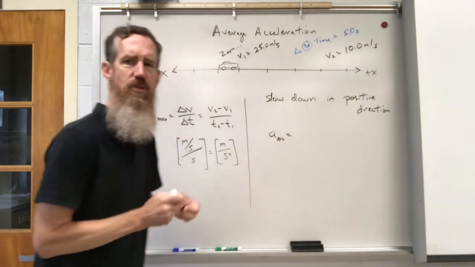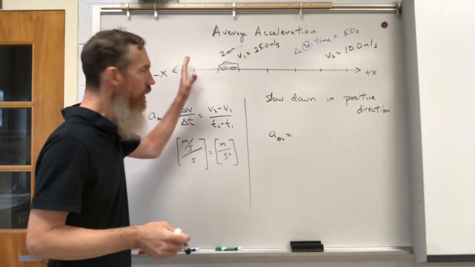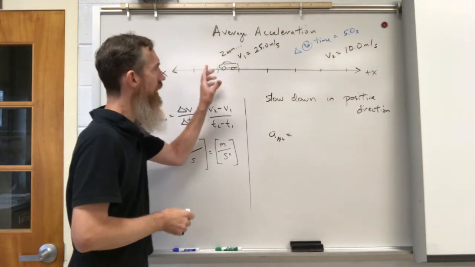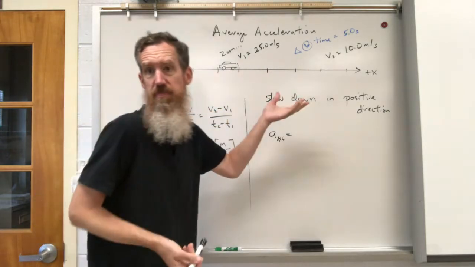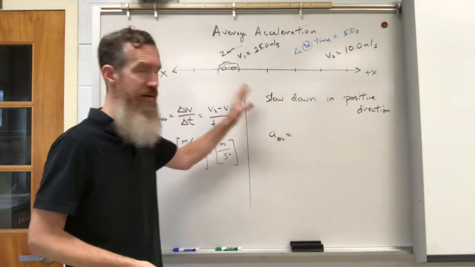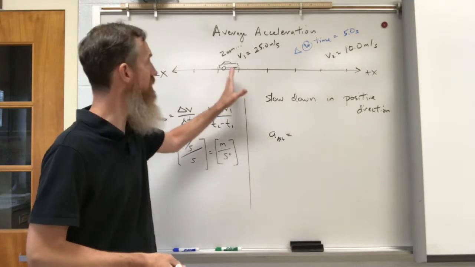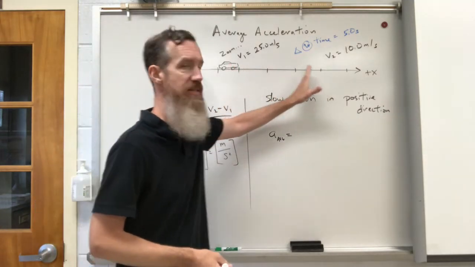So, you were traveling along the road, you're in the car, and you see that you're going to stop, or slow down, you're coming up to a traffic area, and you start pressing on the brakes gently, and you slow down from 25 meters a second to 10 meters a second.